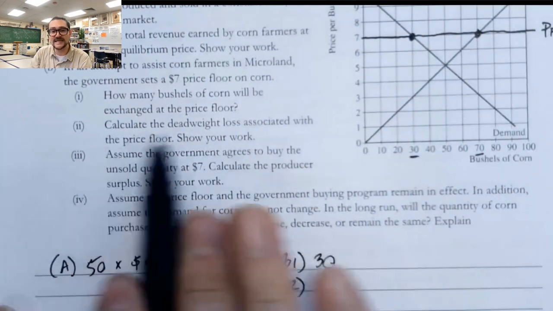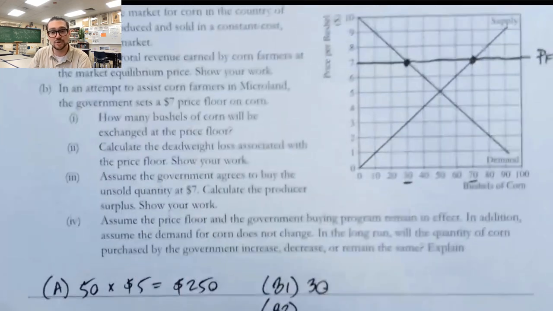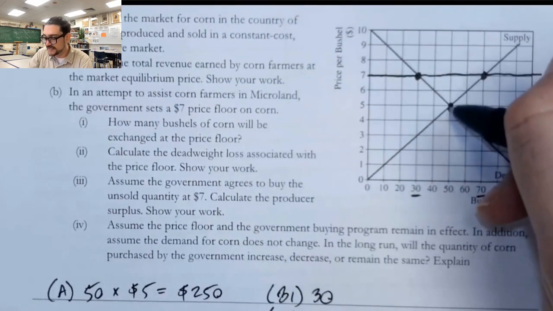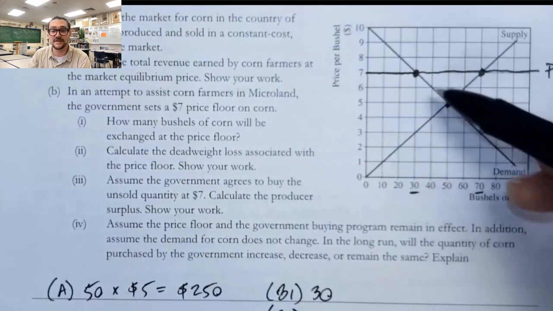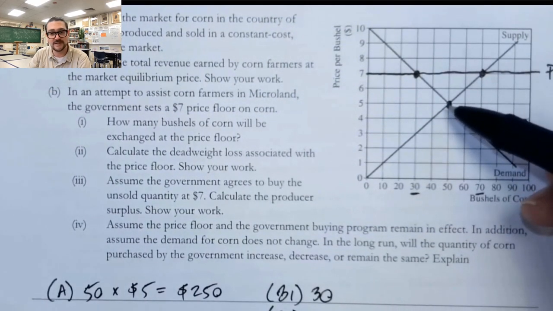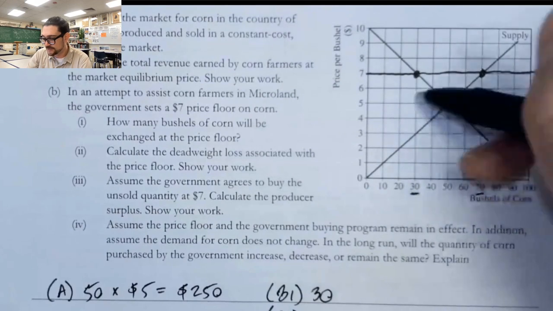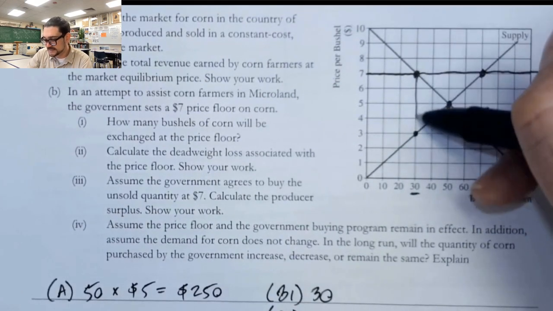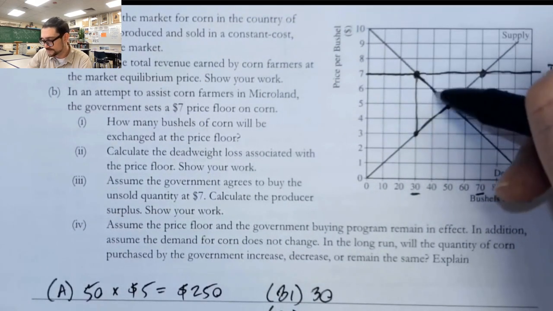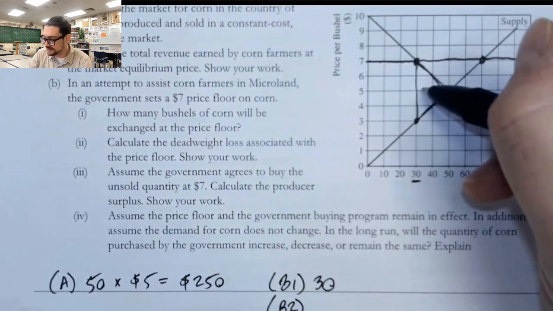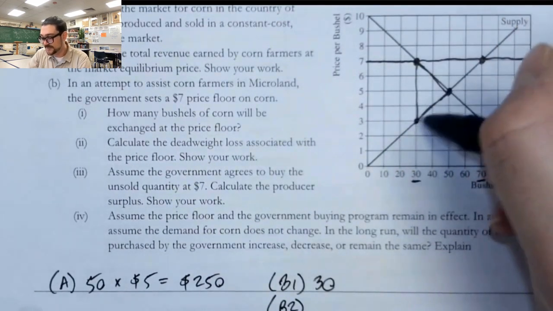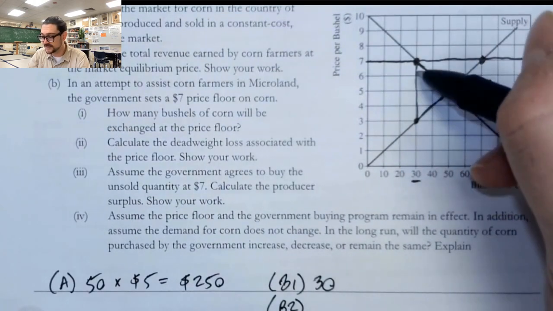B2, calculate the deadweight loss associated with the price floor. Show your work. So we know that the equilibrium, the allocative efficient point would be where supply and demand are. But we're only producing 30 units. And so the deadweight loss is the area of this triangle. So we're going to find that area.